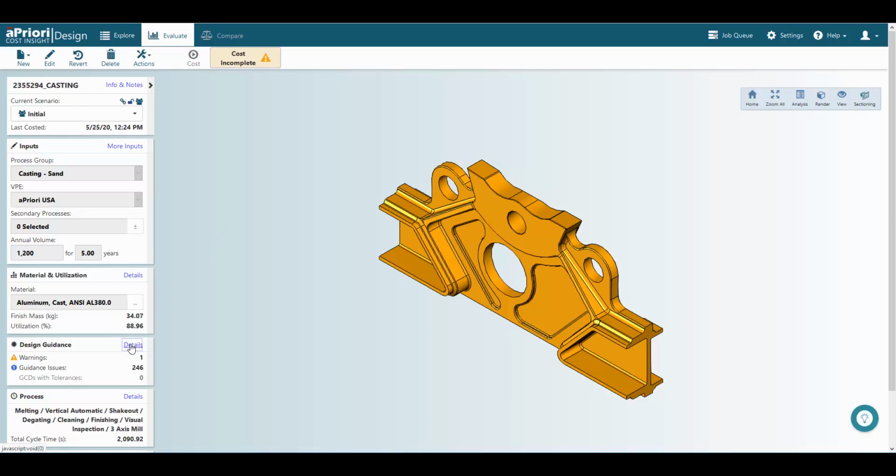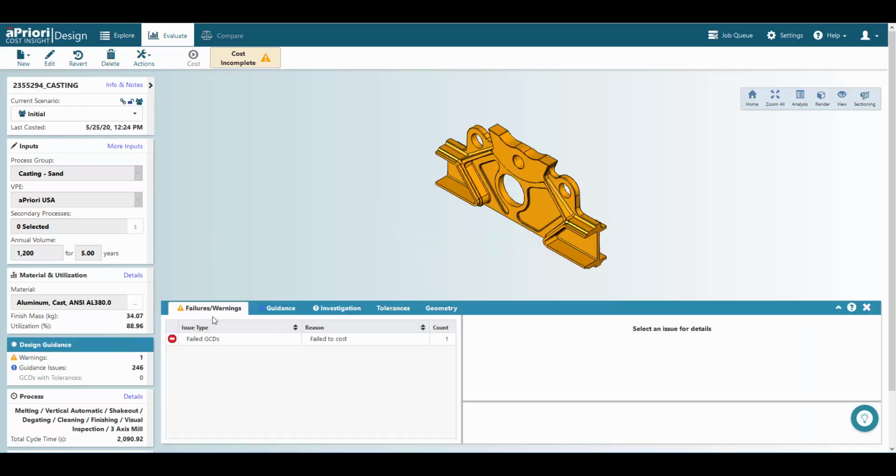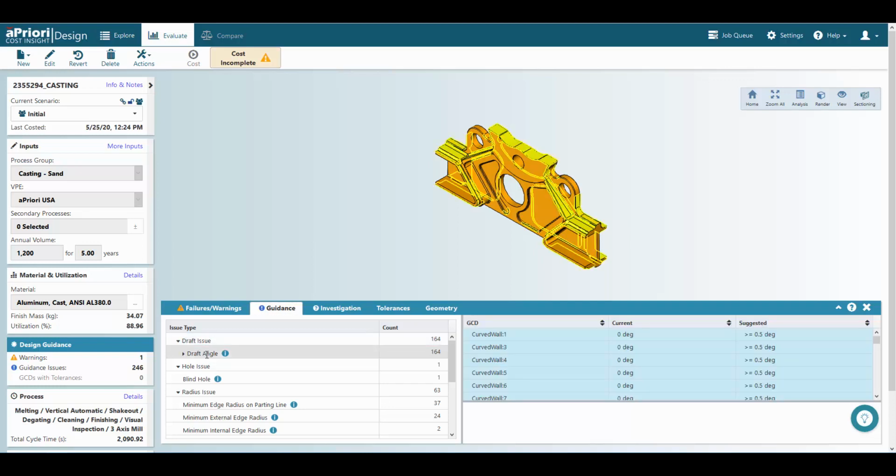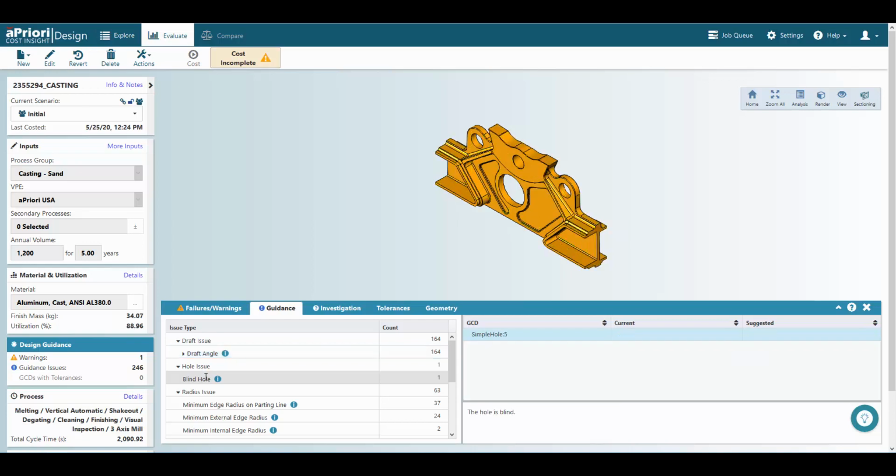Cost Insight Design will report back issues found within this model. Using the design guidance, aPriori has identified that there are some draft angle issues as well as problems with radii that could be improved.